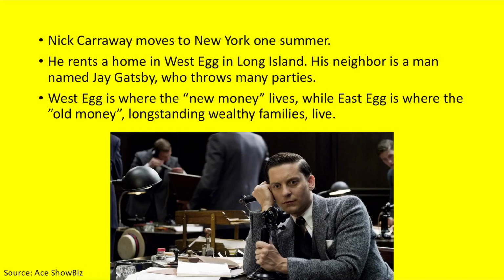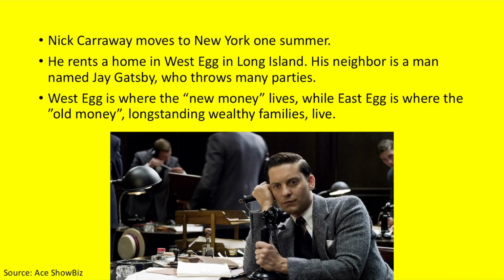Now, the story itself. Nick Carraway moves to New York one summer, and we find him in this position at the start of the novel. He rents a home in West Egg in Long Island, and his neighbour is a man named J. Gatsby, who throws many parties and is very hard to ignore.